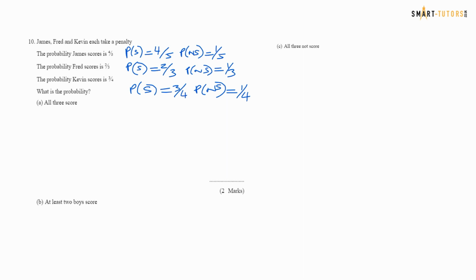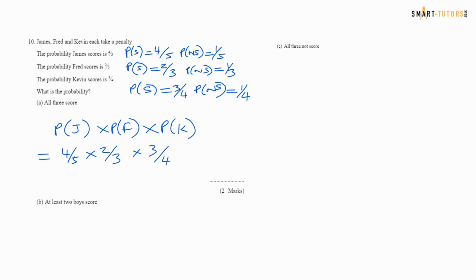So this is score, this is not score. Now what is the probability all three score? So probability of James scoring, times probability of Fred scoring, times probability of Kevin scoring. So the first person can score the penalty with 4 upon 5 and not score means 1 upon 5. So all three score means 4 upon 5 times 2 upon 3 times 3 upon 4. Don't multiply everything. If you can, cut: 3 cancel, 4 cancel. So the answer is 2 upon 5.